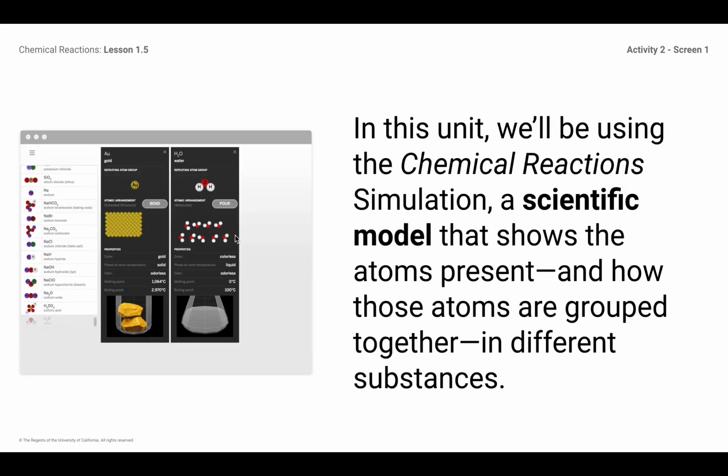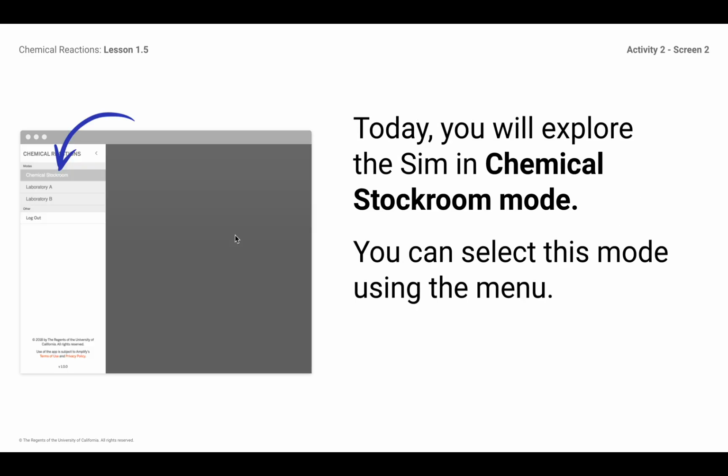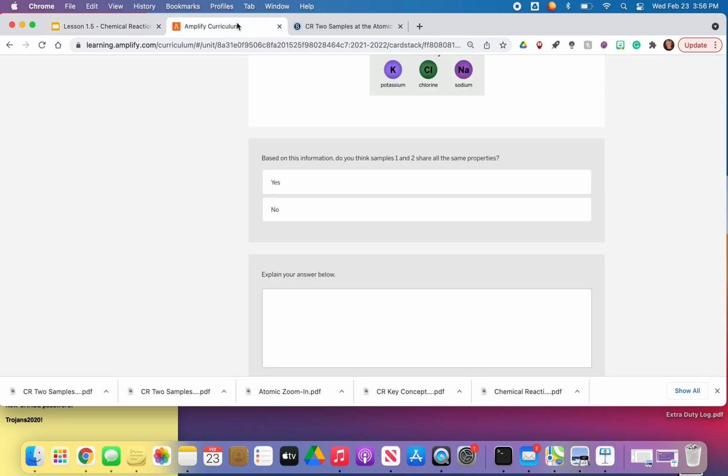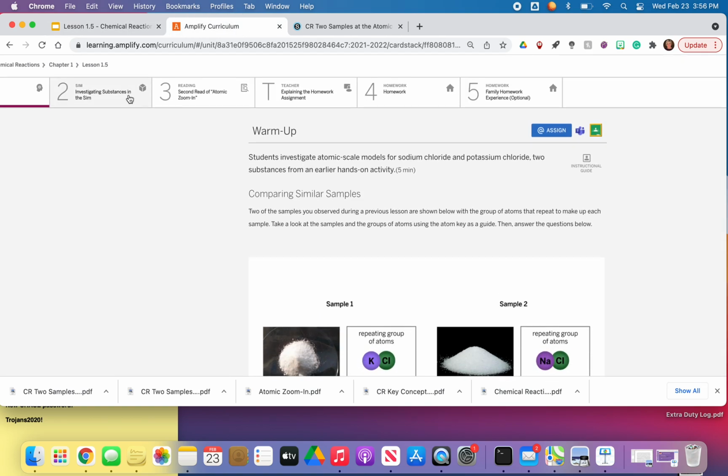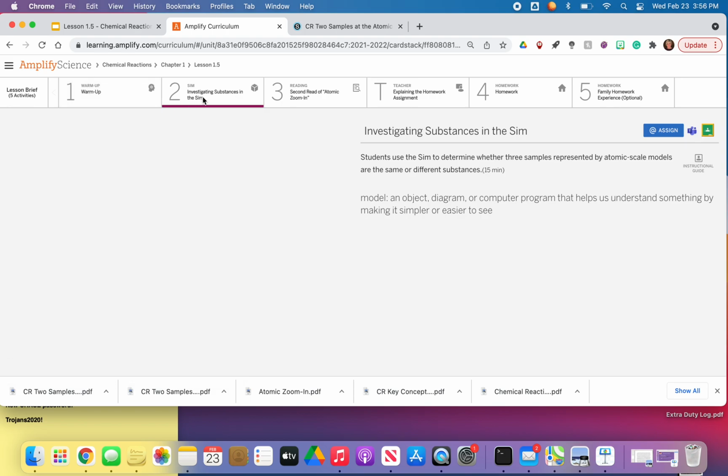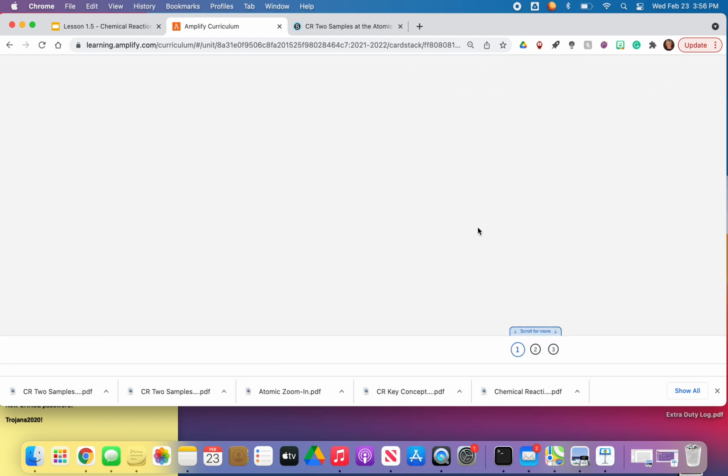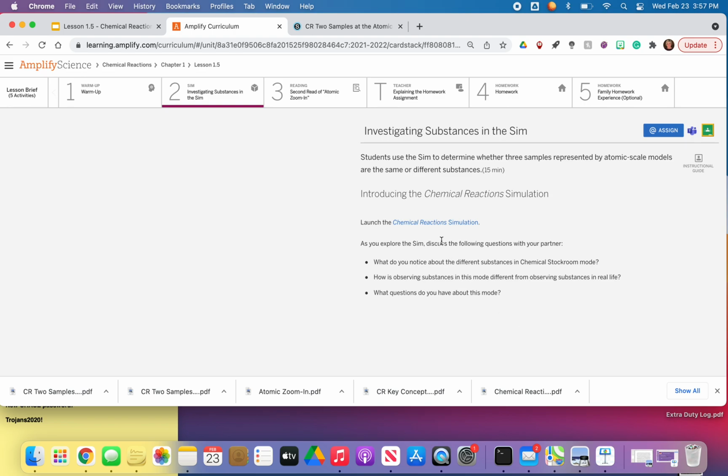In this unit, we're going to be using the chemical reaction simulation. It's a scientific model that shows the atoms present and how those atoms are grouped together in different substances. So today you guys are going to explore the sim in the chemical stockroom mode. This is really important. Look, it's called chemical stockroom mode, and you can select this mode using the menu. Let me show you what I mean. We're going to jump into Amplify, and if you go over into activity number 2, it's the investigating substances in the sim. Look at the second page, and we've got this chemical reaction simulation.